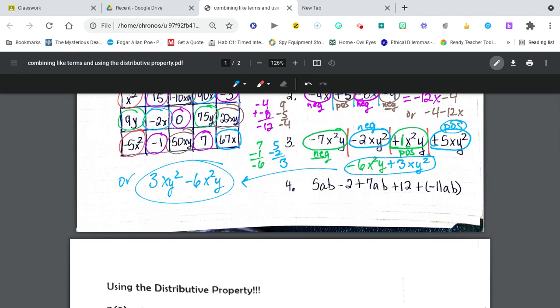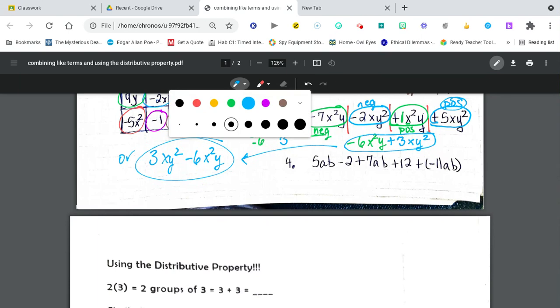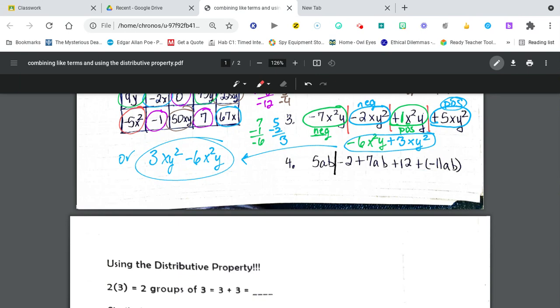Let's take a look at this one, number 4. And then we'll move on to the distributive property. Before every plus or minus, draw a bar. So draw a bar before that minus, draw a bar before that plus, draw a bar before that plus, and draw a bar before that plus. Now 5AB is like positive 7AB, and plus negative 11AB is the same as negative 11AB.